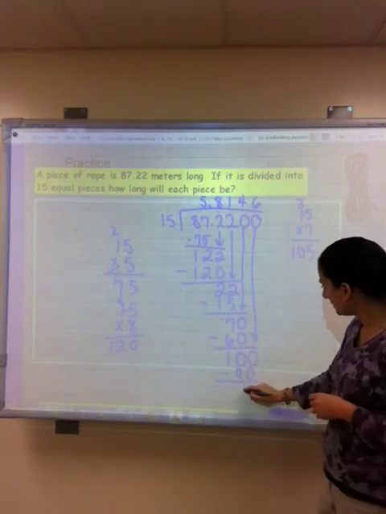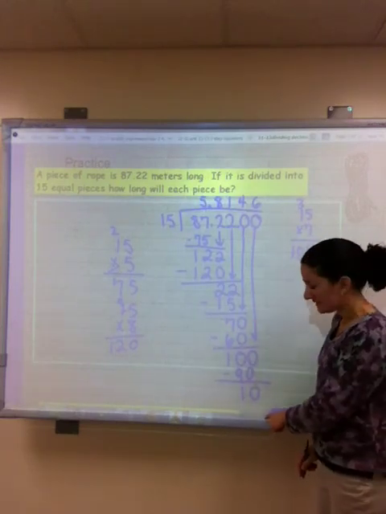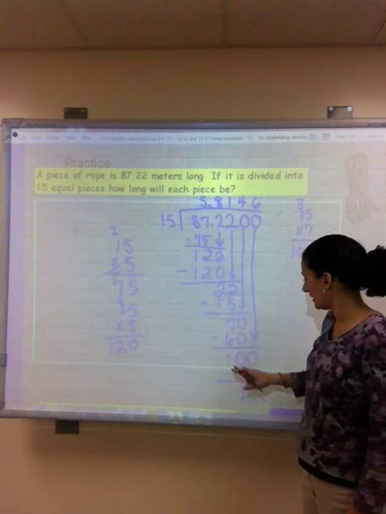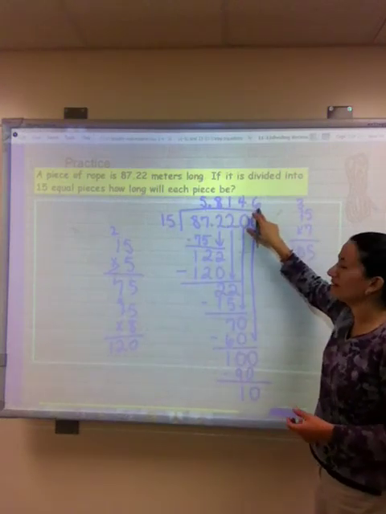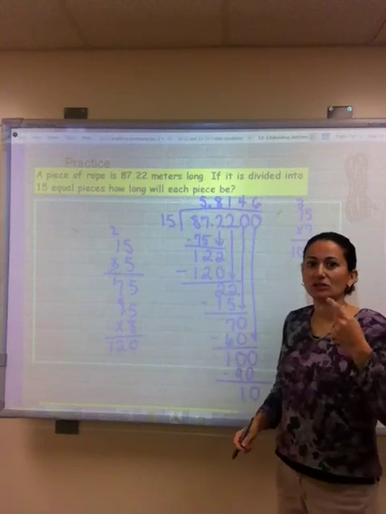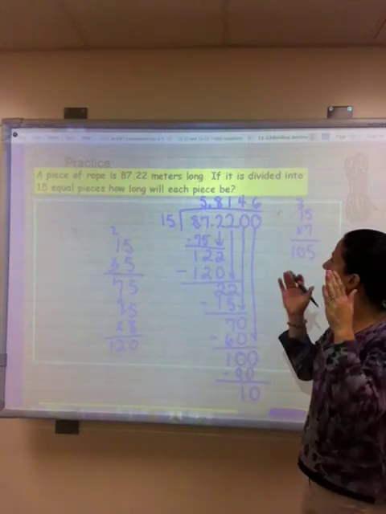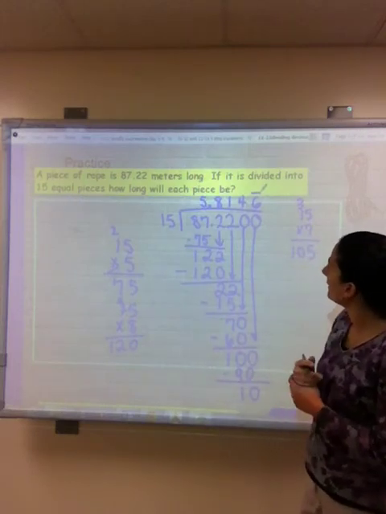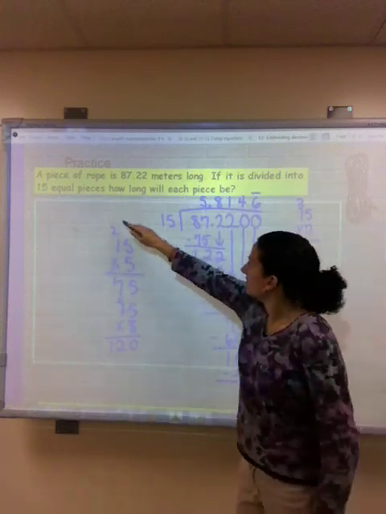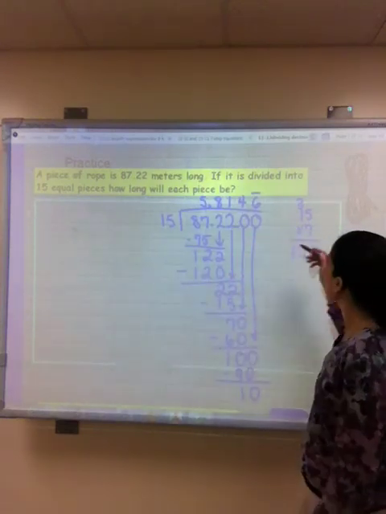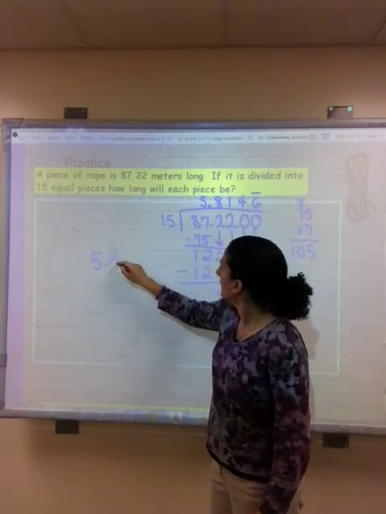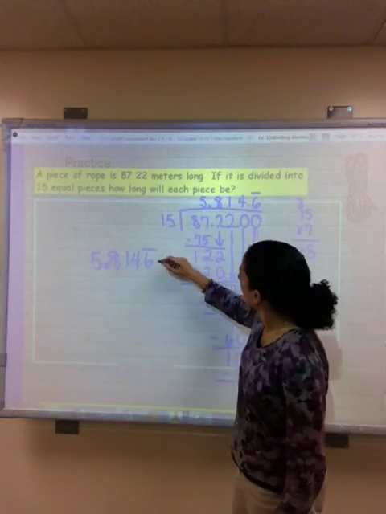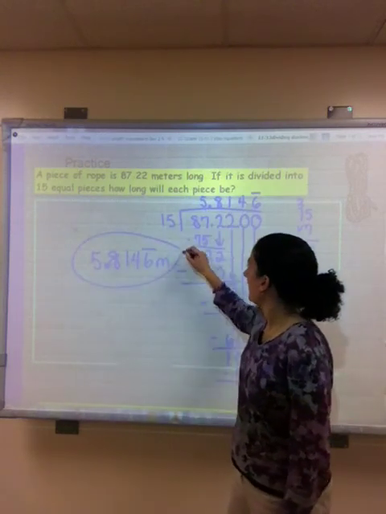And you'll notice something here. My remainder is 10 again. If I were to drop another 0, I would be dividing 15 into 100 again, and I would keep getting 6. That means 6 is going to keep repeating over and over and over. So I can stop here and put a bar over the 6. And my answer is 5.8146 repeating. Now that was a long and difficult problem. And that was meters. So that would be my answer.